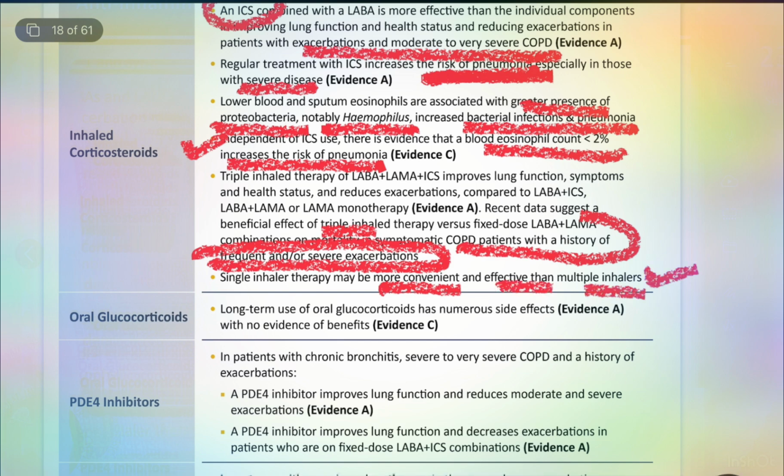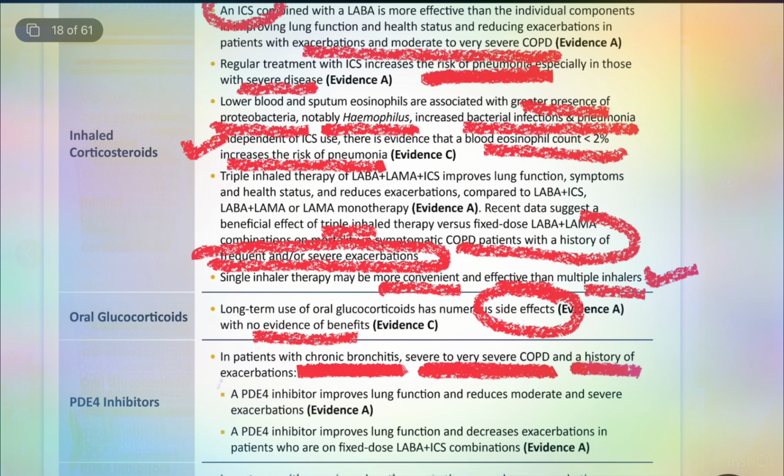Then they are talking about the oral glucocorticoids. They are telling long-term use of oral glucocorticoids has numerous side effects. So because of them, there is no evidence of benefit. What about the phosphodiesterase 4 inhibitors? They are telling, in patients with chronic bronchitis, very important, with severe to very severe COPD, meaning FEV1 less than 50 and history of exacerbation, then we should give them phosphodiesterase 4 inhibitors. What is that? That is roflumilast.